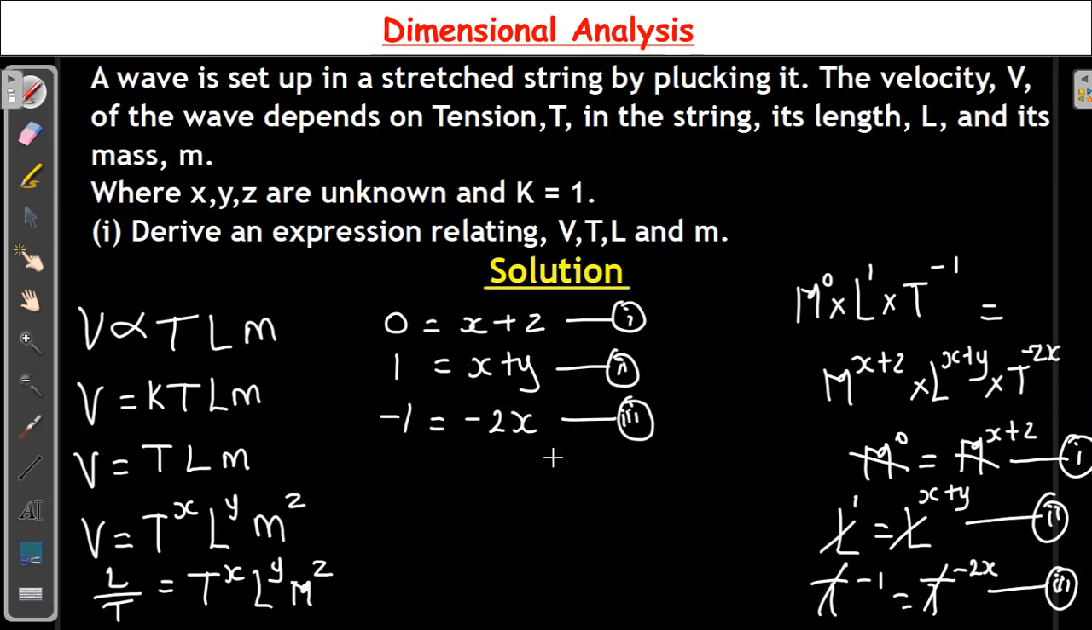So from equation 3, you have minus 1 is equal to minus 2x. Let's now solve for x by dividing both sides by minus 2. Minus 2 cancels out minus 2. What you have is x is equal to minus cancels minus. You have 1 over 2 for the value of x.